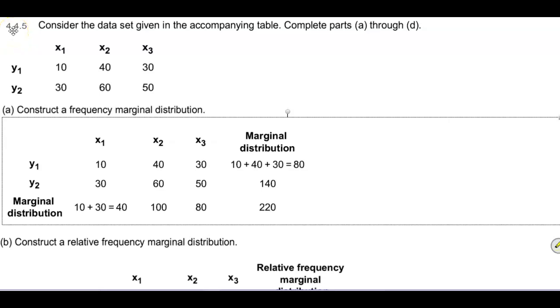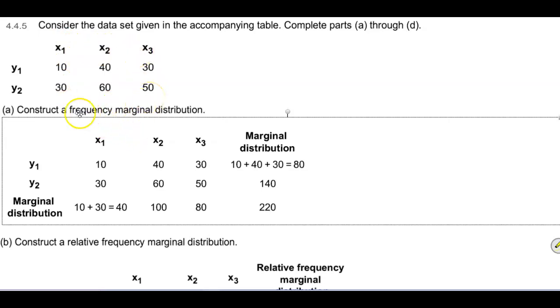In question 4.4.5, we're going to consider the data given in the accompanying table. We're going to complete parts A through D. So this is our table. We have two rows, y1, which is 10, 40, 30, and y2, which is 30, 60, 50, and we have three columns, x1, x2, and x3.